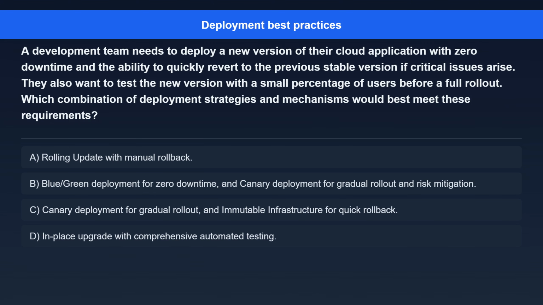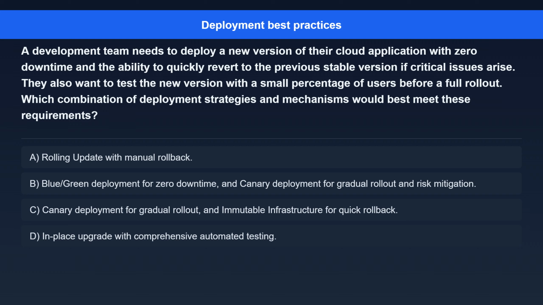Question 1. A development team needs to deploy a new version of their cloud application with zero downtime and the ability to quickly revert to the previous stable version if critical issues arise. They also want to test the new version with a small percentage of users before a full rollout. Which combination of deployment strategies and mechanisms would best meet these requirements?